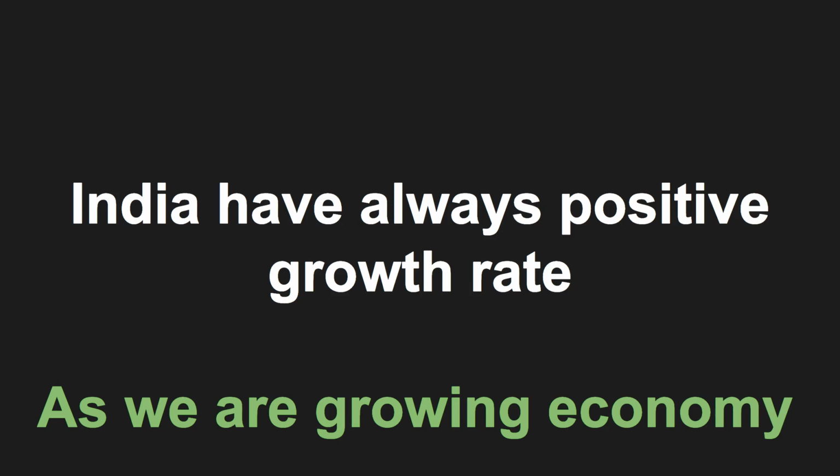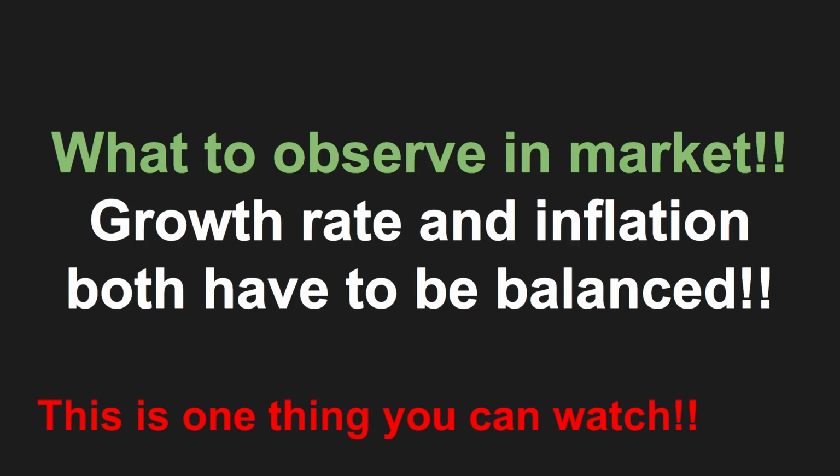But the point I'm trying to emphasize here is that you do not have to look at things standalone. You have to see many other factors. Just because GDP has fallen by a certain number, this doesn't mean the market will 100% follow. There could be many reasons behind it. But something you must watch, according to me, is that growth rate and inflation both have to be very much balanced. The moment you see that growth rate is increasing and inflation is also increasing at a very high rate, this is a red flag. That's why I have probably written it here in red color.